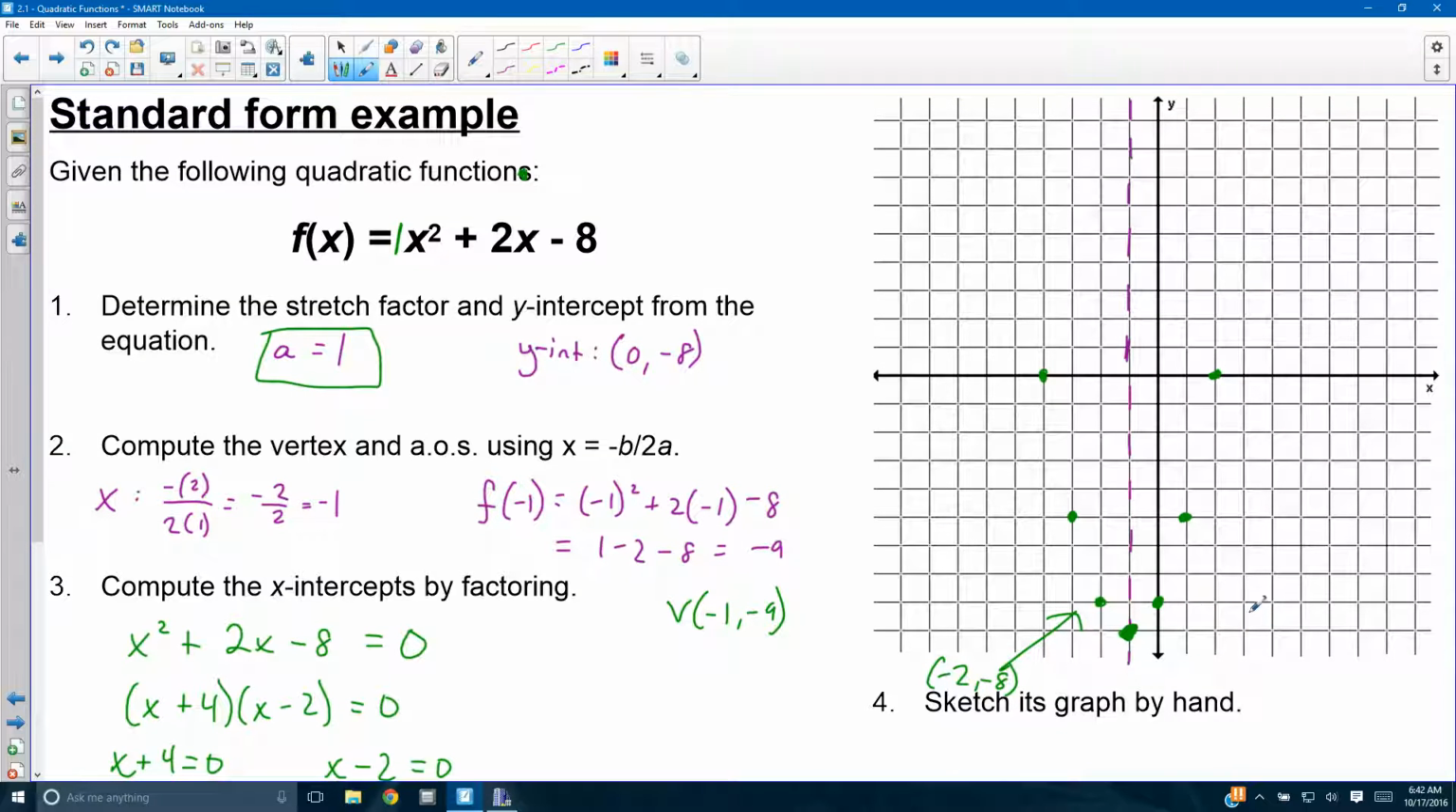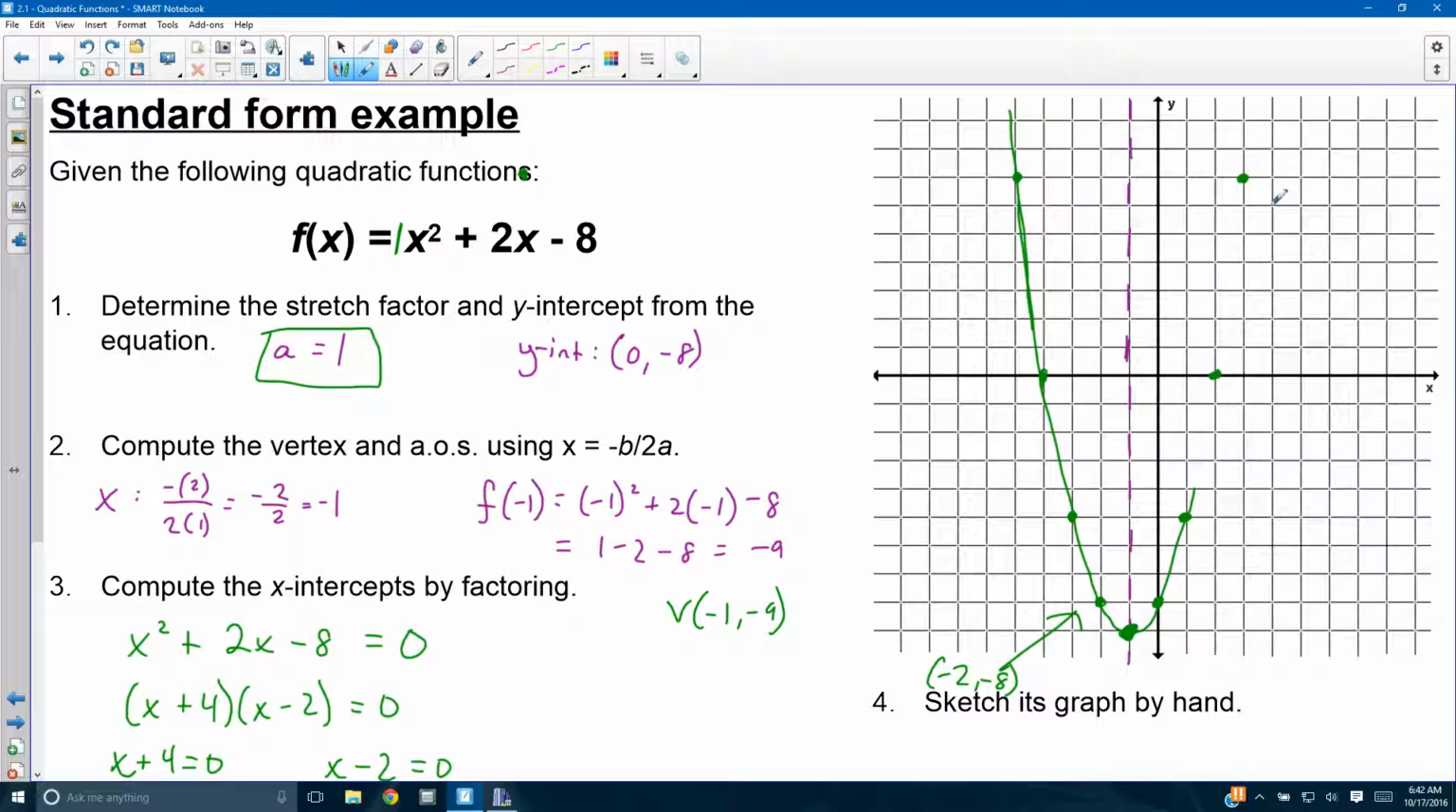Negative 9 plus 16 is positive 7. So it looks like it goes up, if I did this right here. And of course, 4 units away, there's another point. So here's an even more complete parabola. But I calculated 5 points without use of a table by gathering information about my parabola.